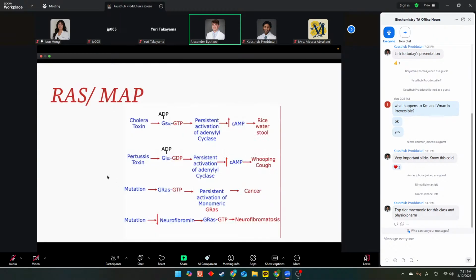So these are just some more clinical correlates. I included, for example, when RAS gets mutated and it's constantly activated, as seen in the bottom right here, it's going to cause neurofibromatosis. That will also probably be a test question. So I'd say know that as well as the other 3 clinical correlates. And that's all I got. Thank you.